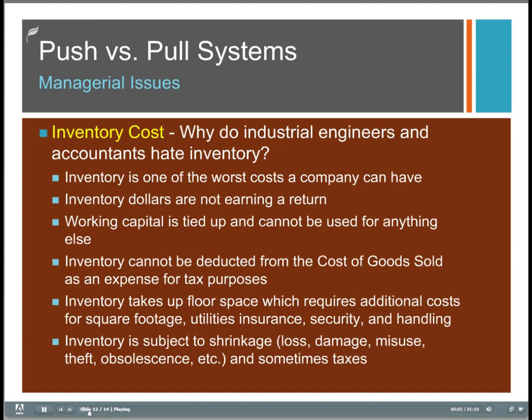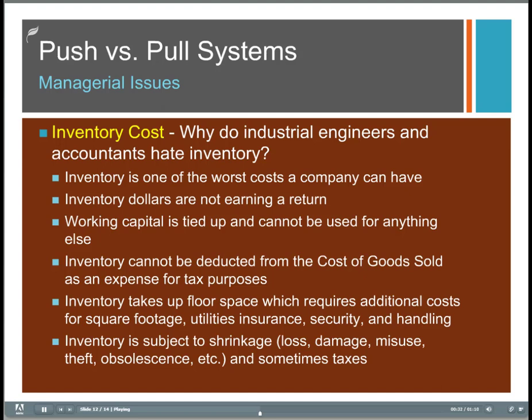Inventory cost is another aspect of this. It's been implied all along. But what is it about inventory that we don't like? Well, first of all, inventory is a cost that doesn't get us anything. Our money is tied up. It's not making a return. It's not an expense, so we can't subtract it from our revenue in order to protect us from paying taxes.